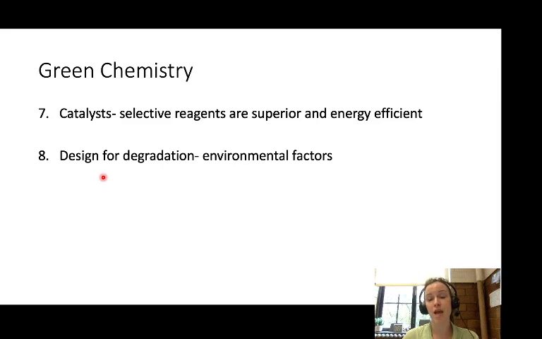And then secondly, design for degradation. We want any chemicals that we are synthesizing to be more or less biodegradable. If they get into the environment, we want them to degrade and be non-toxic. We don't want them to be sticking around for millions of years, contaminating our environment. Think this week about how these potentially apply to our separation. We're not doing a reaction, so catalysts doesn't apply, but maybe design for degradation does.